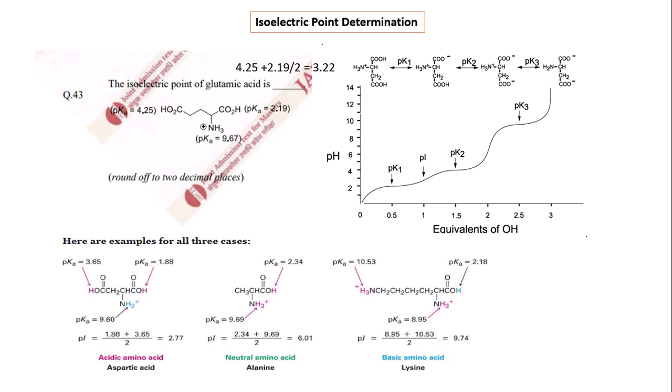Again, the isoelectric point of glutamic acid is 3.22. This is an example of the acidic amino acids. In the case of acidic amino acids, we always consider the lower pK values, that is 2.19 and 4.25, which divided by 2 gives 3.2. For an acidic amino acid, the isoelectric point is always more acidic, the pH should be more acidic. In the case of basic amino acids, the isoelectric point is always basic, meaning it is always greater than 8. These are some examples where the isoelectric points have been calculated.